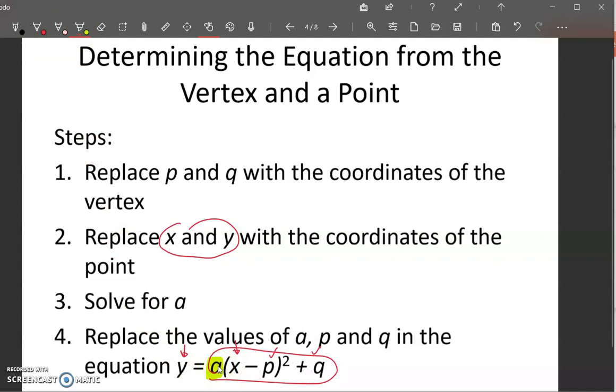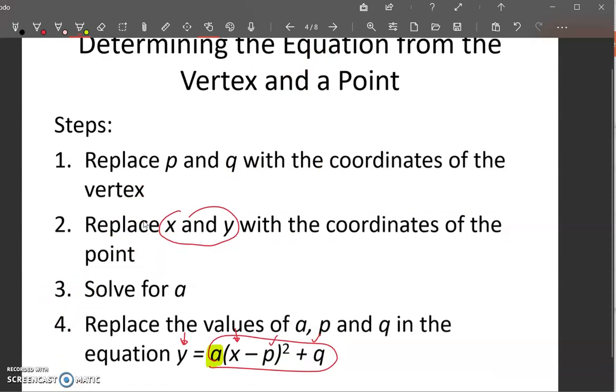That's part of the equation, right? So that's why I call it a partial equation. But to find it, we will solve for this a. And once we have that, we will come back and write the complete equation. Okay, so let's take a look at that by looking at an example.